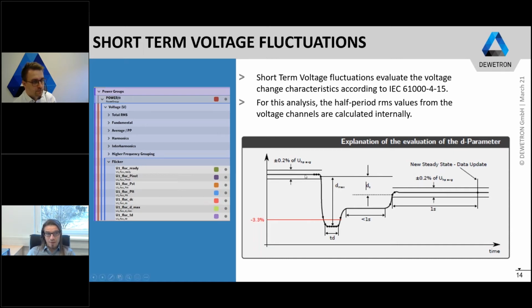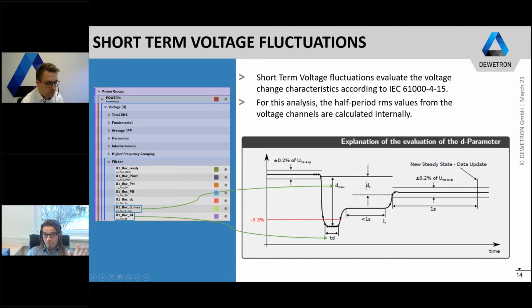This trend here indicates the signal trend of the half-periodic RMS values. When the average of the half-periodic RMS values is constant and the change of the average is smaller than plus minus 0.2%, everything is working fine and we don't have a problem. But as soon as the average of the half-periodic RMS value drops below minus 3.3%, this voltage drop will be indicated and stored in the so-called Dmax channel. And additionally, the duration of this voltage drop is stored to the TD channel.